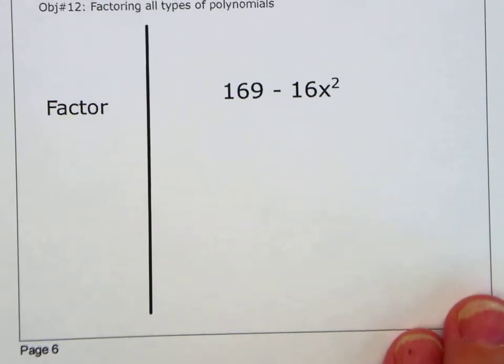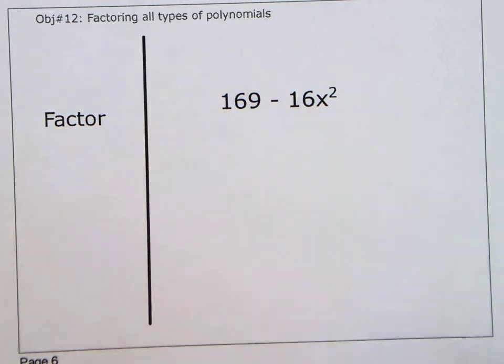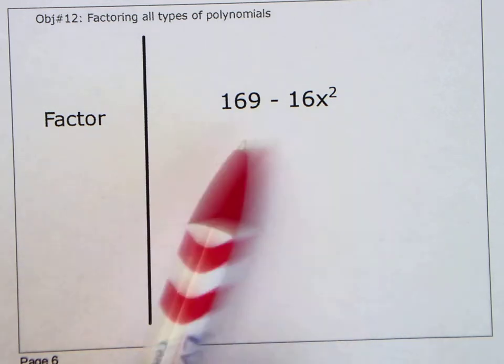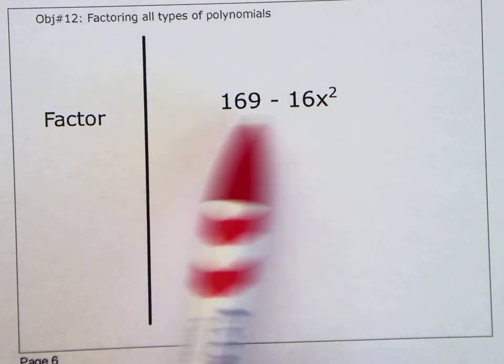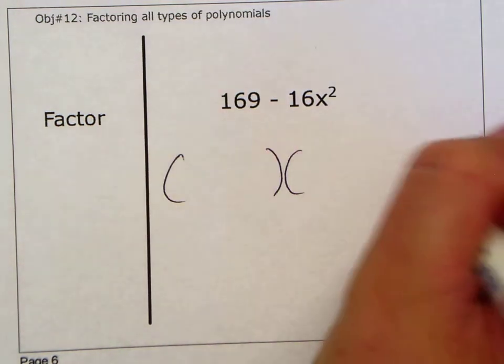169 minus 16x squared. What kind of factoring is this? It's a binomial. When you have a binomial, you have two types, either GCF or dots. Which one is this? This is dots. There's no common term. You can't divide 169 by anything that divides into 16. So this is a difference of two squares.